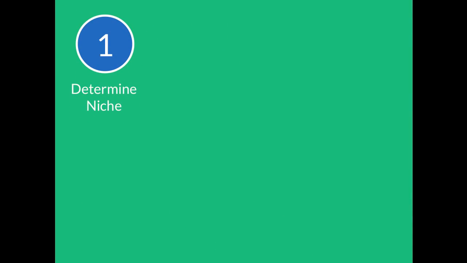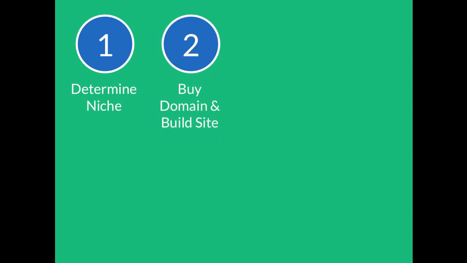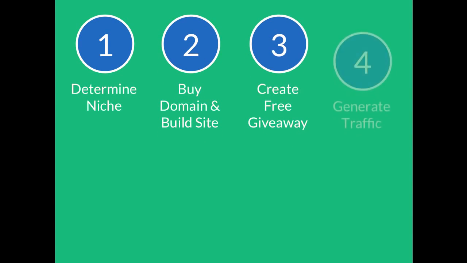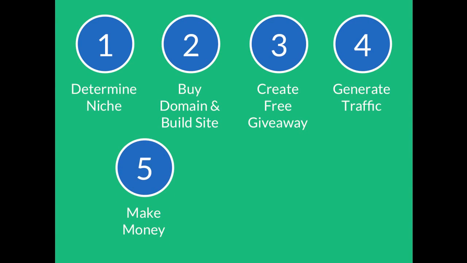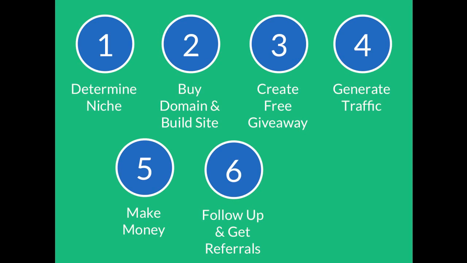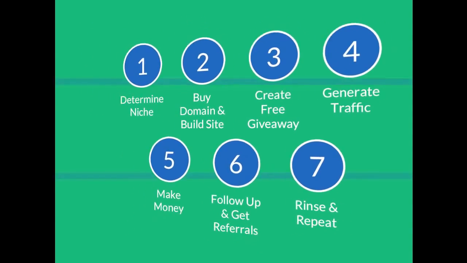Now, so to recap real quick, the 7 steps are: determine the niche, buy your domain and build a site, create a free giveaway, generate traffic, decide how you're going to make the money, follow up and get referrals, and then rinse and repeat. Pretty simple, pretty straightforward, but these are the steps you need to follow.